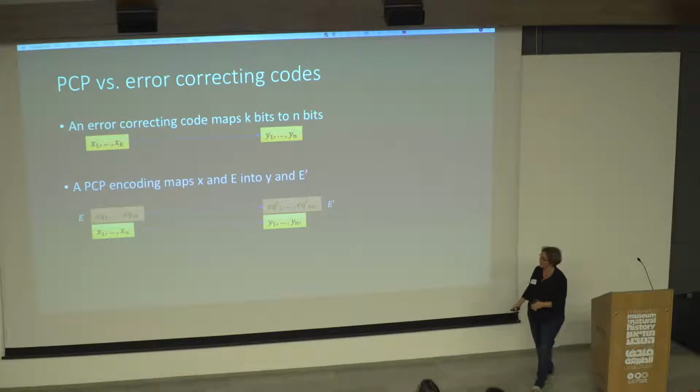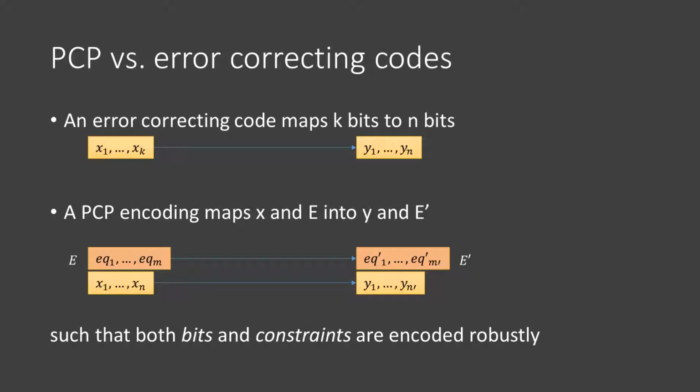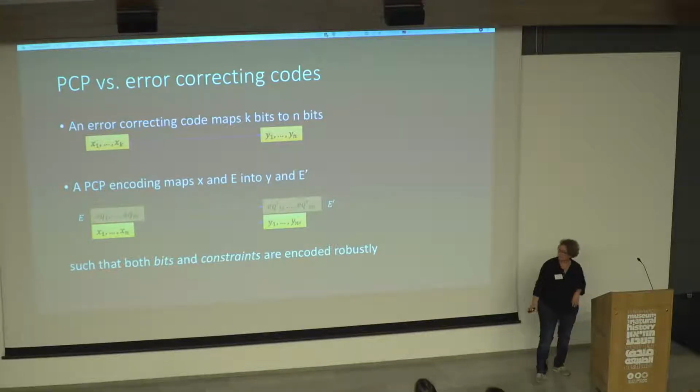And a PCP encoding, if you will, or an algorithm, takes a couple of things. It takes a string x, or you can think of the string x as a solution to an equation system E. So really, your input is a bunch of equations over n variables. And the PCP algorithm converts them to another system of equations over new variables. So it doesn't only encode the bits, it also encodes the equations. It encodes two levels of objects.